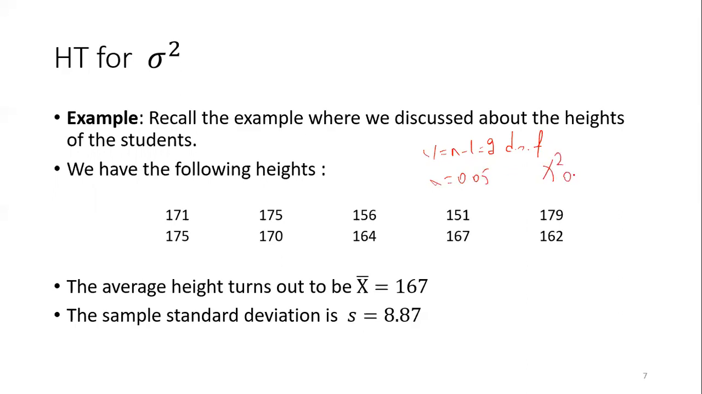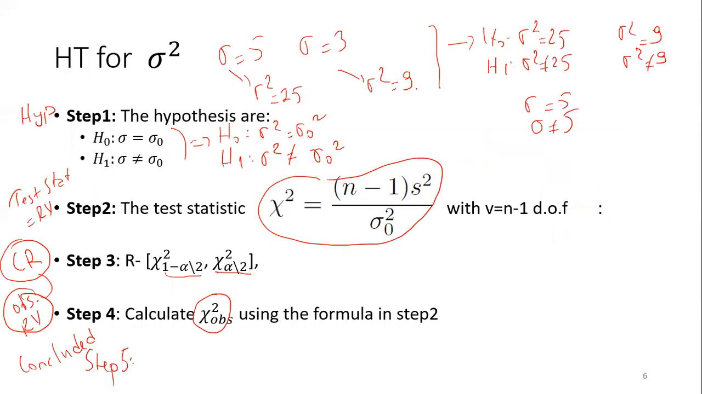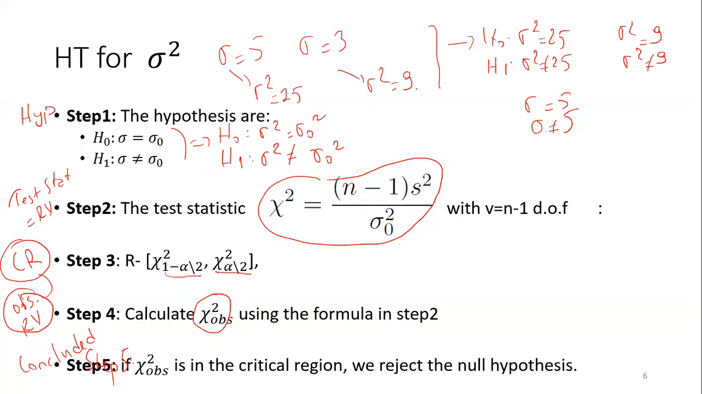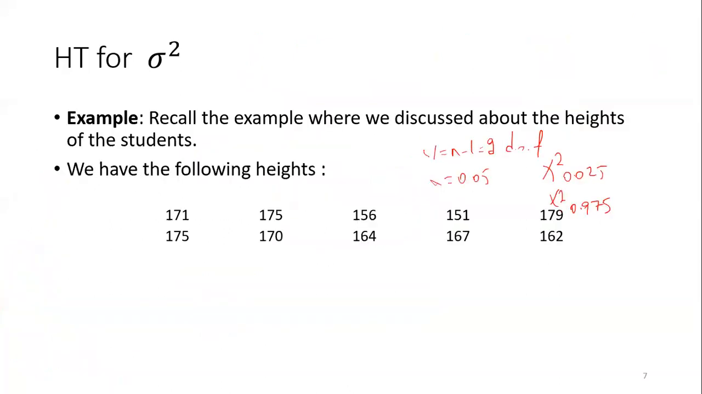So I need chi-square 0.025 and chi-square 0.975, with 9 degrees of freedom. Here, 9 degrees of freedom, 0.975, I can find it here: 2.7. For the other value, I should go and check the table. You can check it at home when you're listening to the video.